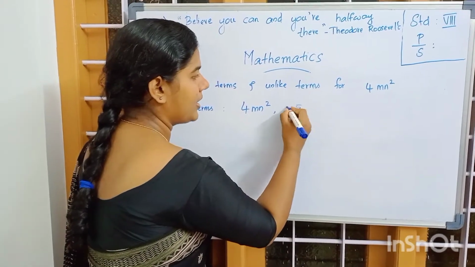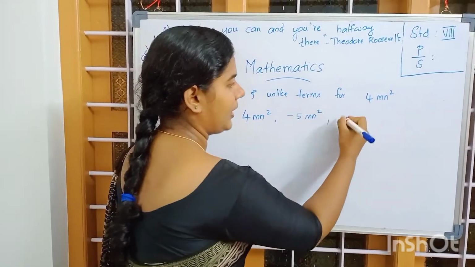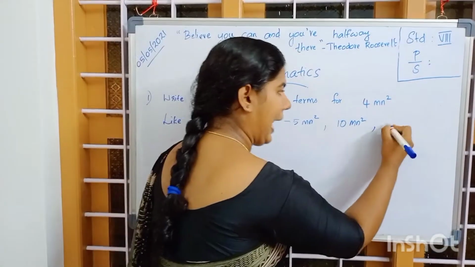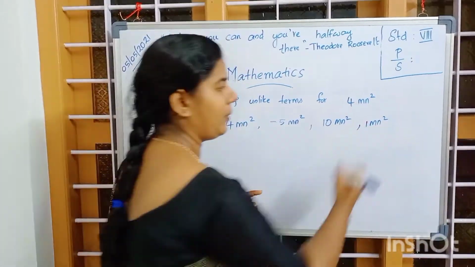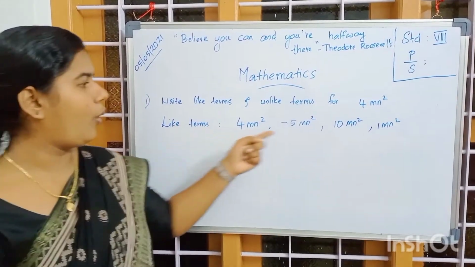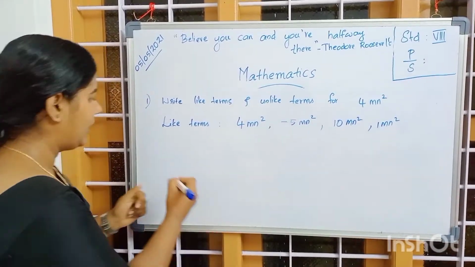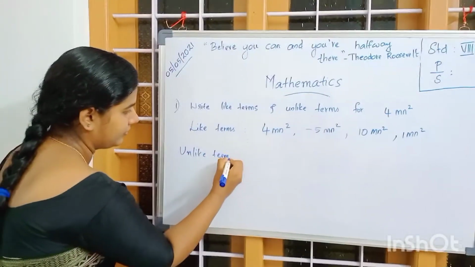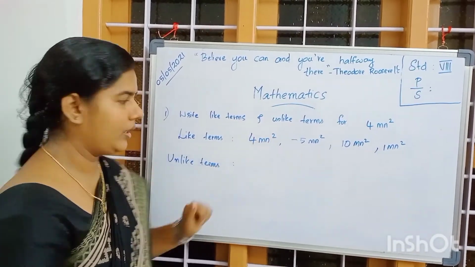So negative 5mn square is a like term, and 10mn square is a like term. Mn square is a like term, right? Because mn square means here it is 1. So all these are examples for like terms of 4mn square. And what about unlike terms? We can write any expression other than this one.